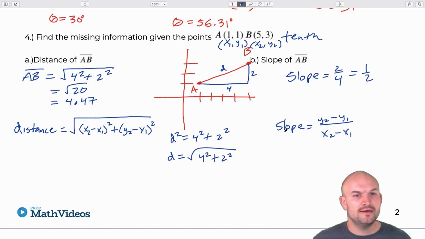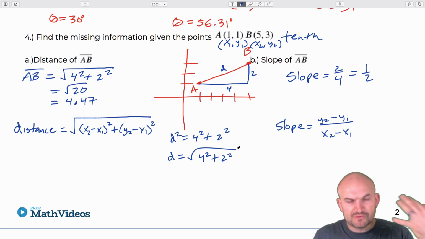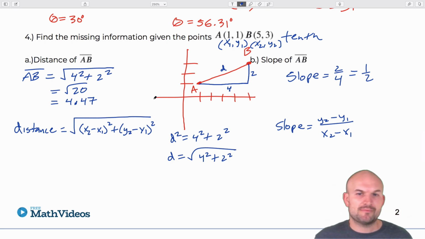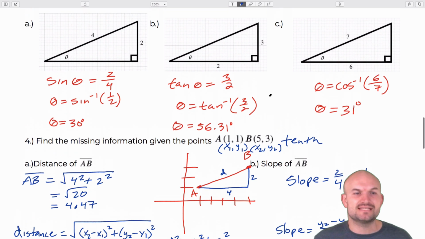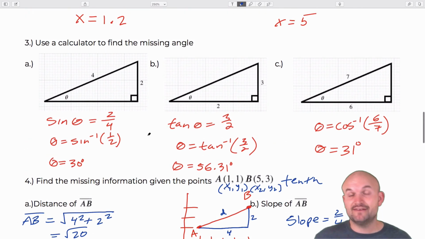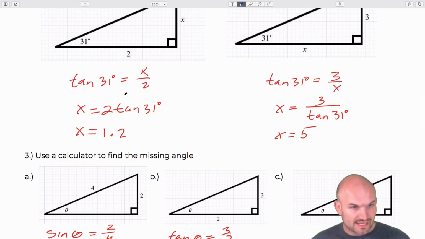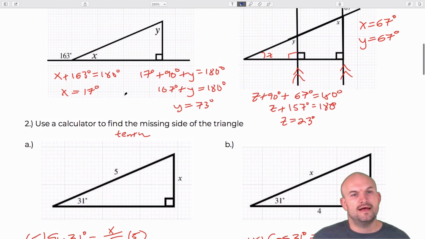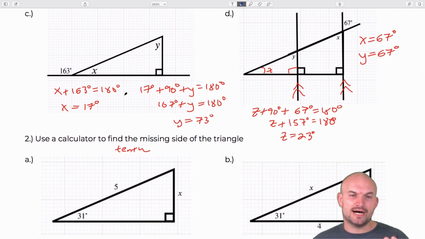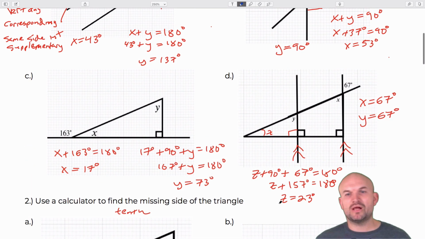And there you go, ladies and gentlemen. That is basically some problems to get you started for applications of trigonometry: dealing with the distance, the slope, and then how to use inverse trigonometric functions, how to use a calculator for our trigonometric functions, as well as how to use our relationships of angles in triangles, as well as with parallel lines.